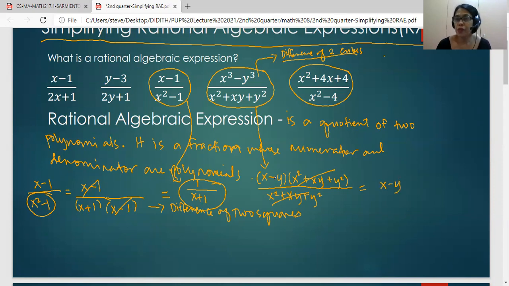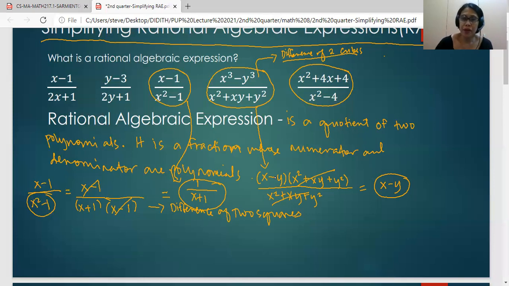You don't need to write x minus y all over 1. X minus y is like a whole number whose denominator is 1. But we do not write, for instance, 5 over 1. We just write 5. So likewise, we'll just write x minus y. But may I remind you that x minus y is different from 1 all over x minus y. That 1 all over x minus y is the reciprocal of x minus y. Likewise, 5 is not the same as 1 over 5. And again, 1 over 5 is the reciprocal of 5.